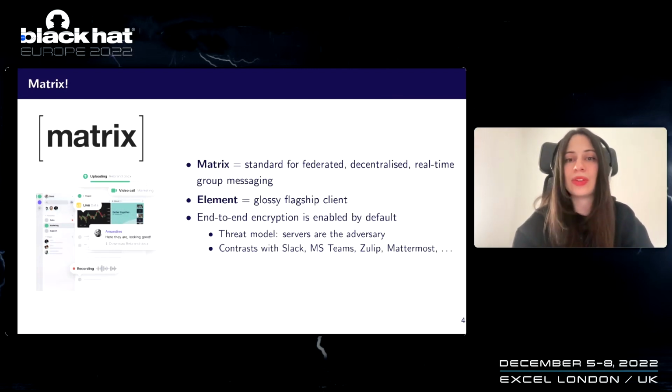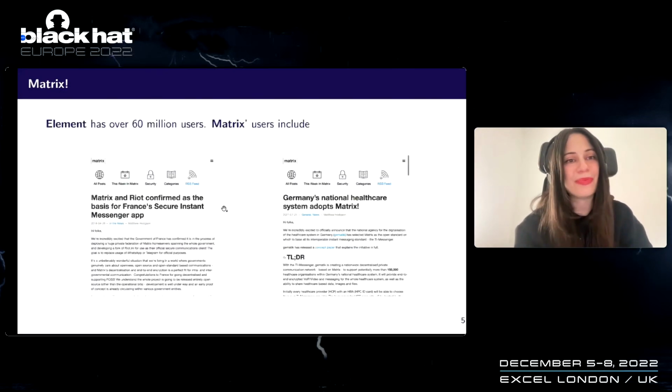And if you want to contrast with other applications, there's of course Slack, Microsoft Teams, Zulip, and Mattermost, which indeed provide some end-to-end secure messaging properties or some decentralized properties, but none of them provide all of the properties that Matrix aims to provide. Next slide.